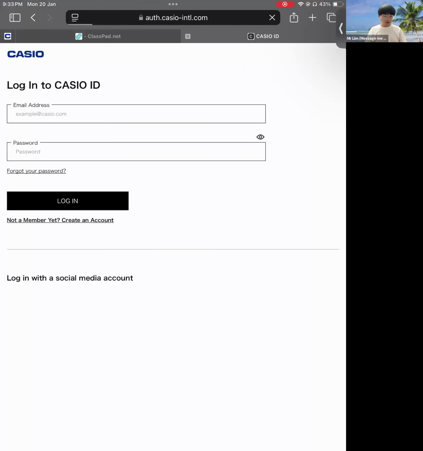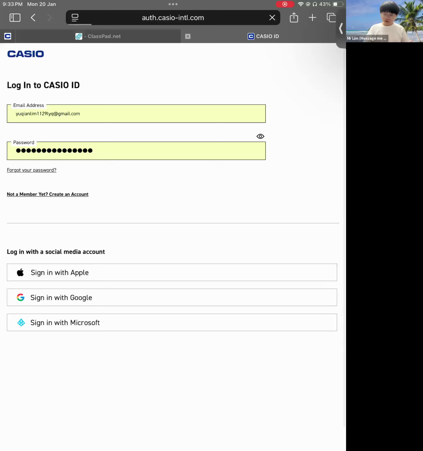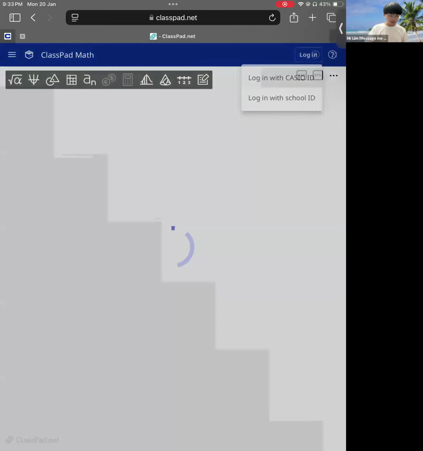Hey, I don't know why, I need to log in again. Normally after 2-3 hours they will keep me logged in, but I don't know why today.